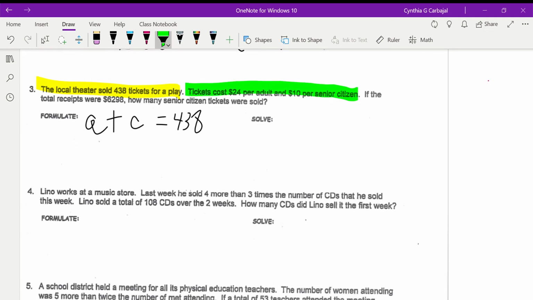Then our second equation comes from the second and the third sentence, because it gives me another total. This is going to be total money. They made a total amount of $6,298. So again, in total, it's also addition, always. And I'm using the same variables, except that since this is total money, that's my money side, the cost per adult and per senior citizen. And there's my system. Okay.